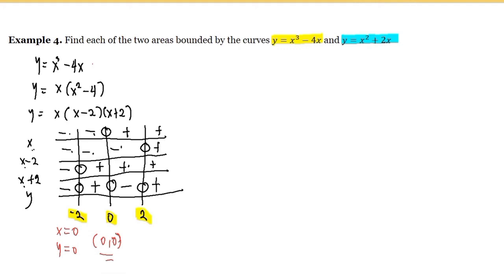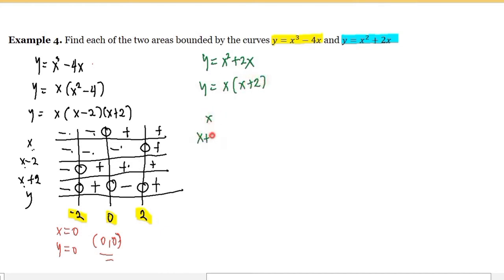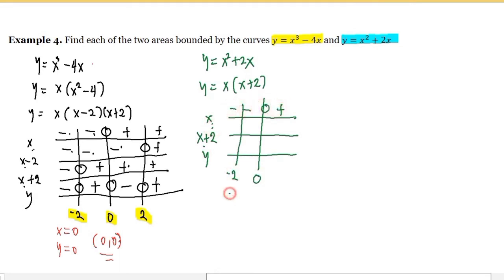Second equation tayo. For the second equation, we have here y is equal to x squared plus 2x. So if we are going to factor this out, we have here x, and this is x plus 2. So we have x here and x plus 2 here, and we have y as the product of the x and the x plus 2. So with this, we have 0 at x is equal to 0. This would be 0 at x is equal to negative 2. So that would be 0, positive to the right and negative to the left. And this is 0, positive to the right and negative to the left. Negative times negative is positive. This is 0, negative and positive is negative. This is 0, and this is positive.